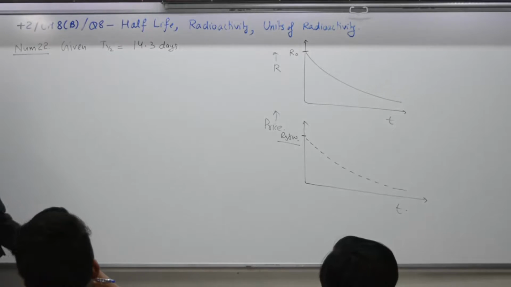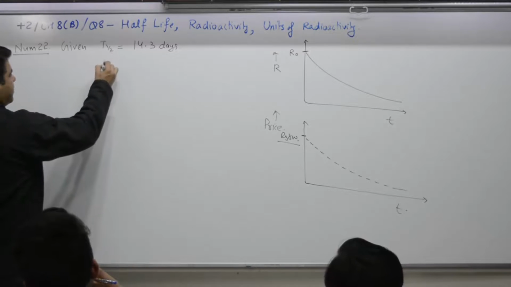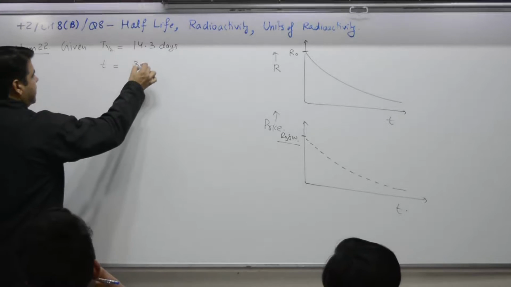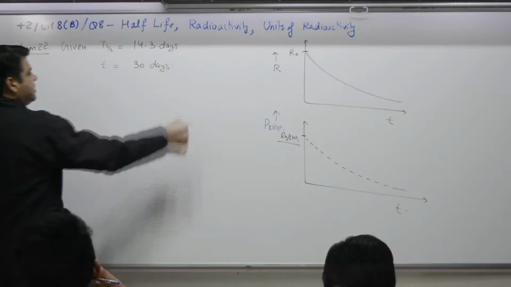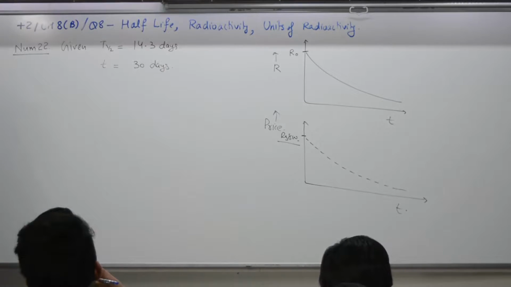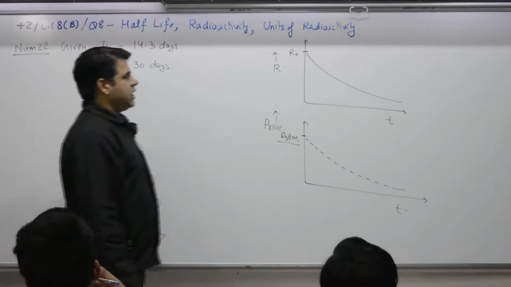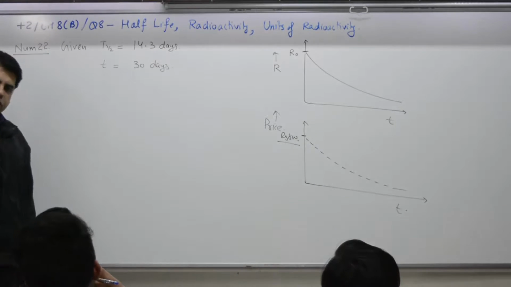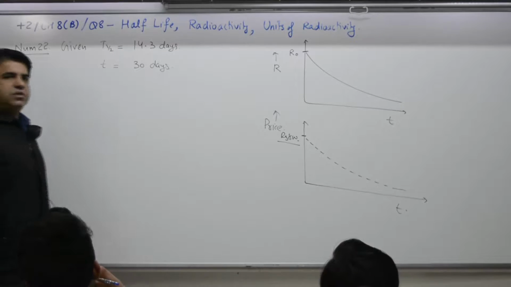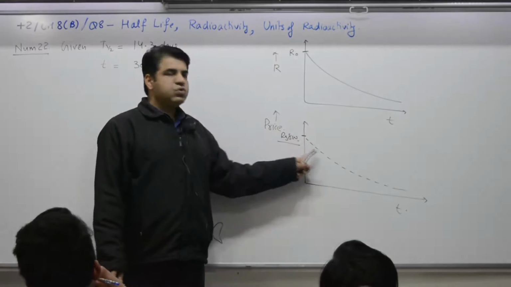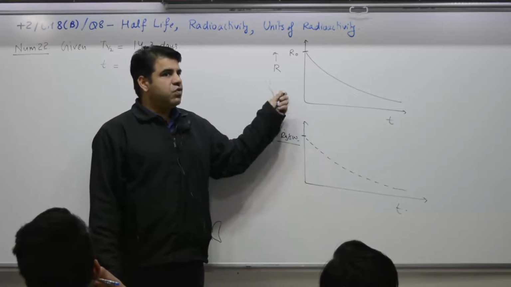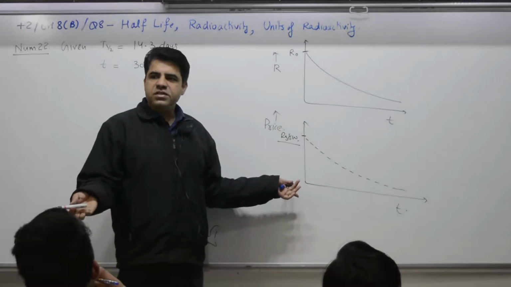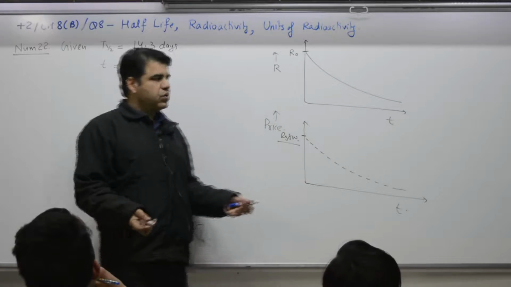We want to find out the price after a time of 30 days. If t is equal to 30 days, first you need to find out what the activity reduces to. So the price will also reduce to the same fraction. If activity reduces to half, the price will reduce to half, 400 rupees. If activity reduces to 1/4, the price will also reduce to 1/4, that is 200 rupees.